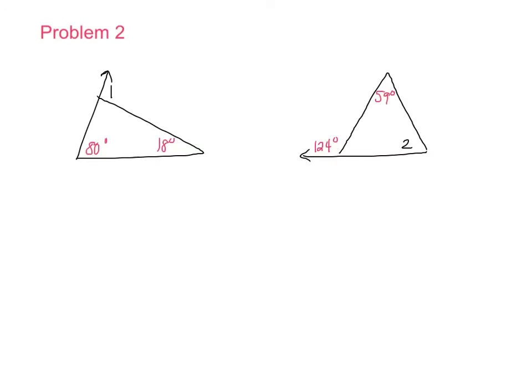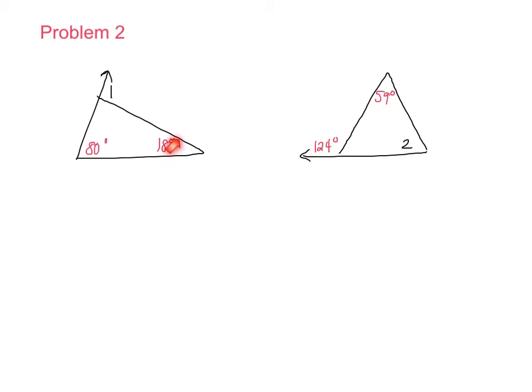So if we look at problem 2, it says that we're going to be using the triangle exterior angle theorem. Now these two are not written in your book, so if you want to write these down you can, but you do not have to. So the first example shows us that we need to find the measure of angle 1.